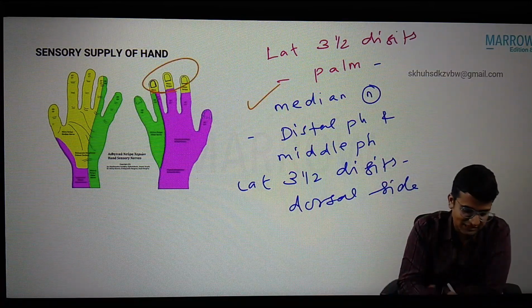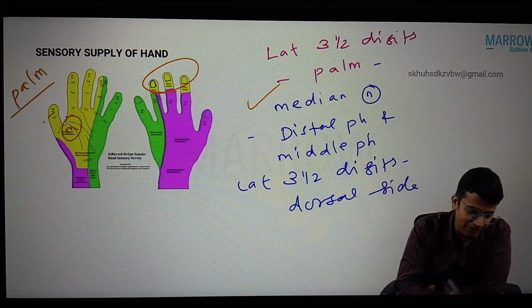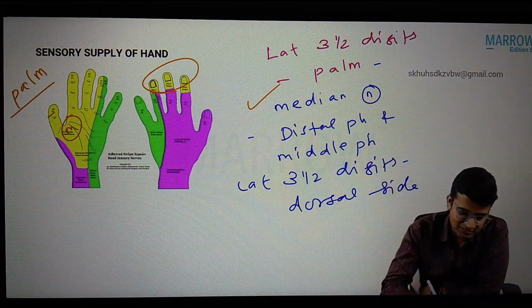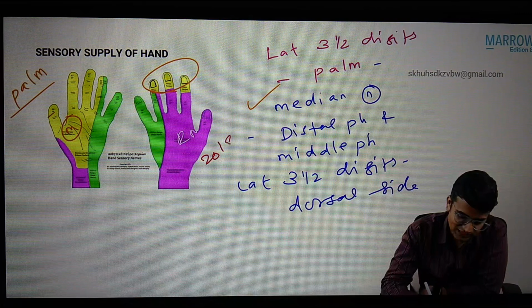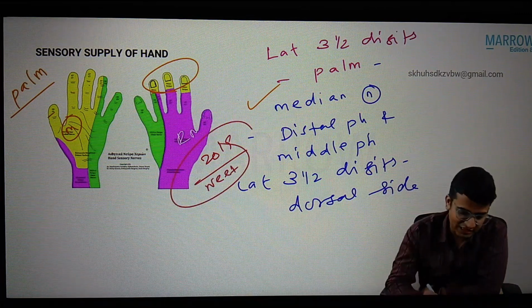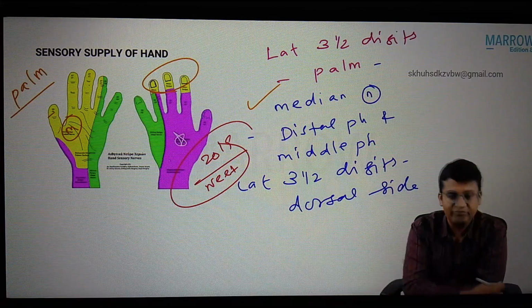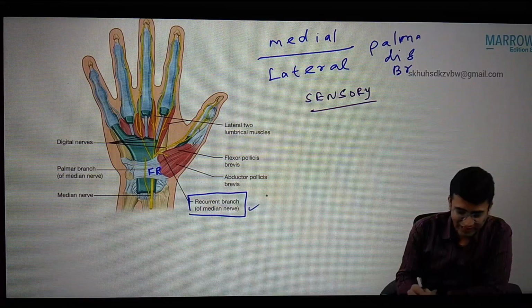See, this is the palmar side. The lateral 3.5 digits are supplied by the palmar digital branch of the median nerve, and in the dorsum by the radial nerve. In the 2019 NEET exam, they gave this as an image-based question. They marked this area and asked the sensory supply of the marked area. Okay, right. Next.